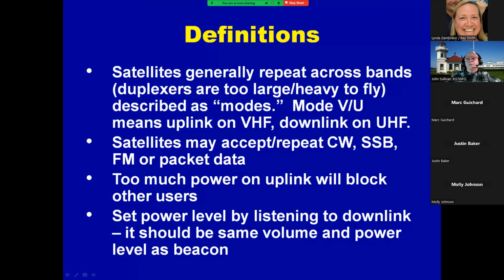Satellites may accept and repeat different modes: CW, sideband, FM, packet data. They're able to do all of that. If you use too much power when you're trying to contact a satellite, you're basically going to block out the other users. So you're generally using fairly low power on these. And you typically set the power level by listening to the downlink. It should be about the same volume and power level as the beacon is what you should be setting it for.